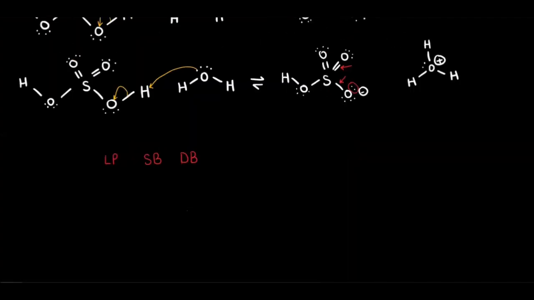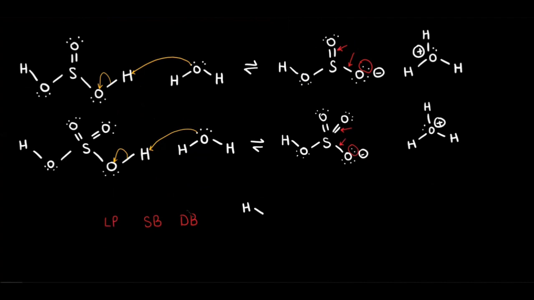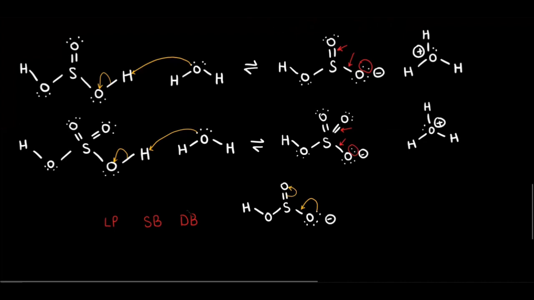Now, if you consider the hydrogen sulfate ion, what would be the resonance structure? To undergo resonance, this lone pair would come here and form a double bond with sulfur. And the double bond, the pi bond between oxygen and sulfur, would break and go onto the oxygen. And this would result in the following.